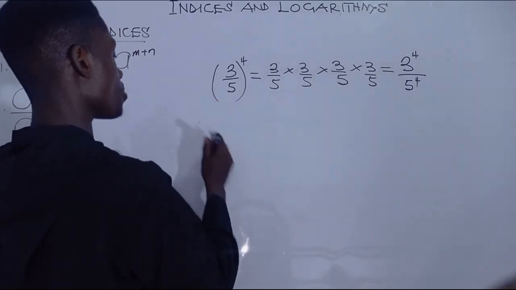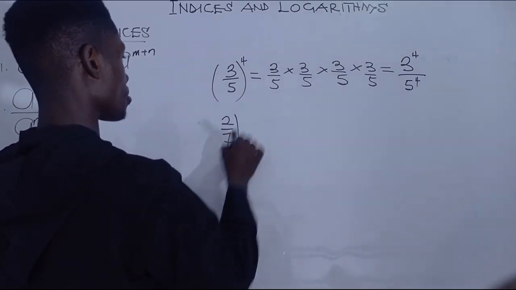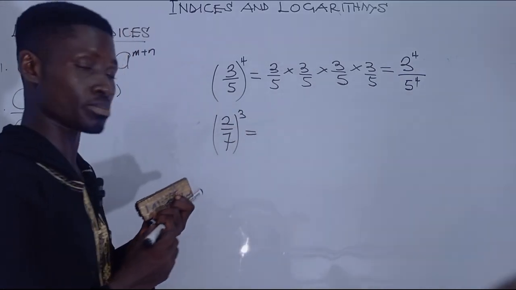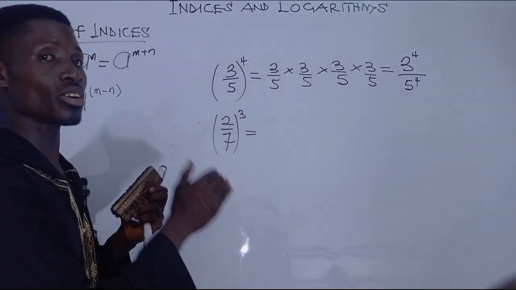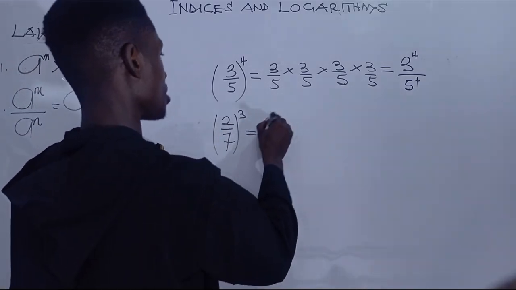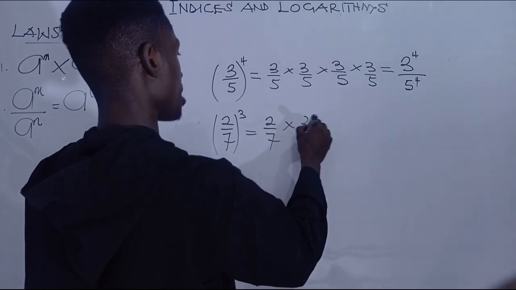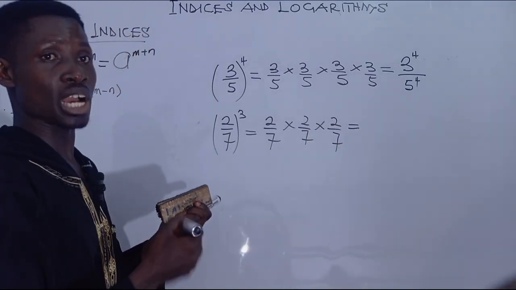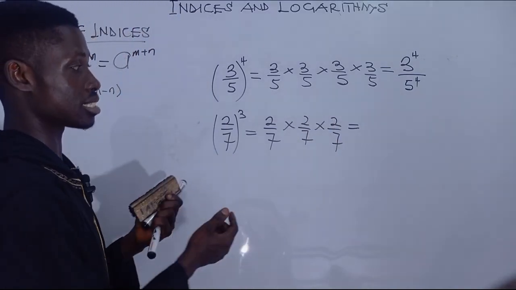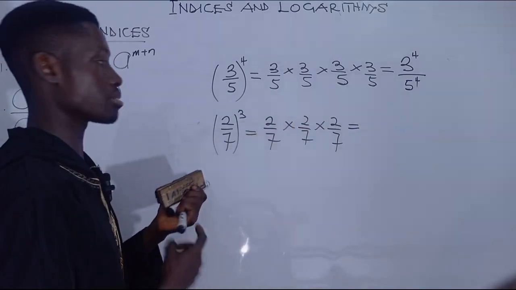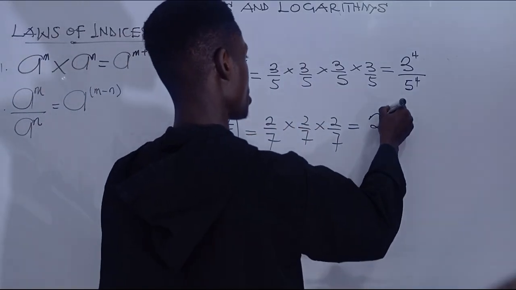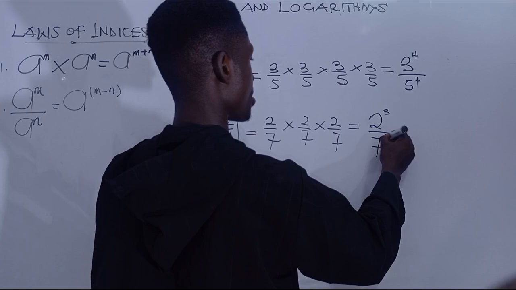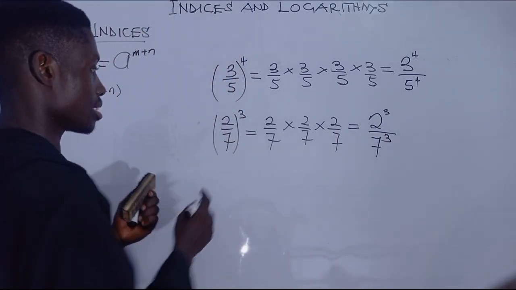Now let's take another example where you have, let's say, 2 over 7 all raised to the power 3. How many times is 2 over 7 multiplying itself? It is multiplying itself 3 times. Therefore, we can write it as 2 over 7 multiplying 2 over 7 multiplying 2 over 7. Now with the numerator, we can use the index notation form to represent it. 2 is multiplying itself how many times? 3 times. So we can write it as 2 raised to the power 3. And then 7 is multiplying itself 3 times. So we can write it as 7 raised to the power 3.